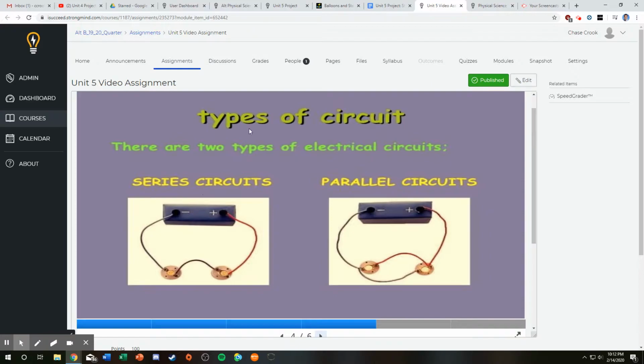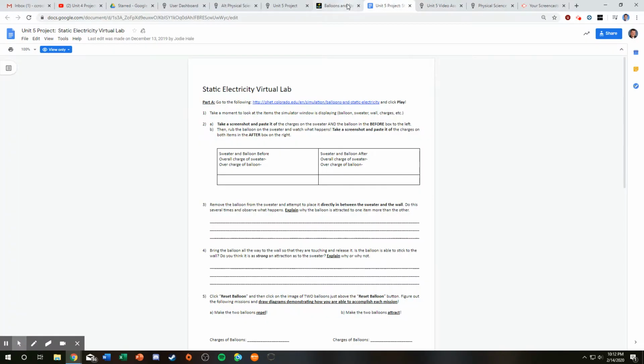Back to that circuits topic, there are two types of circuits: series circuits and parallel circuits, and if you want to learn more about those, you can definitely look that up. But anyways, to get started, it's going to tell you to do a couple things. It will describe it, and then tell you to take a screenshot periodically throughout.